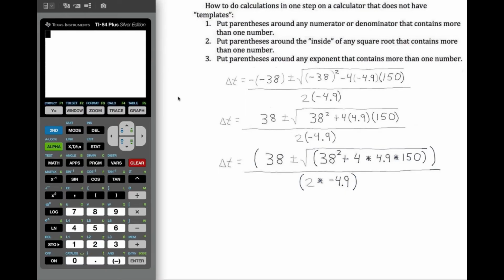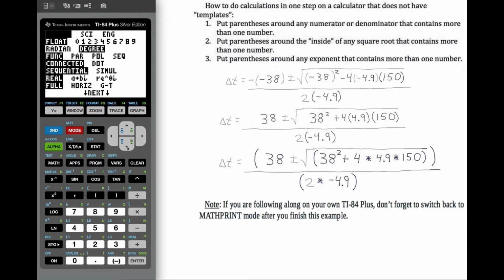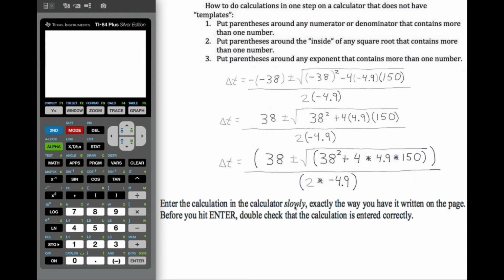I'll demonstrate this process on my TI-84 Plus calculator. First, in order to turn off the template function, I will switch the calculator to classic mode. That turns off the template functions on this calculator. Now I slowly enter the calculation in the calculator, exactly the way I have it written on the page.